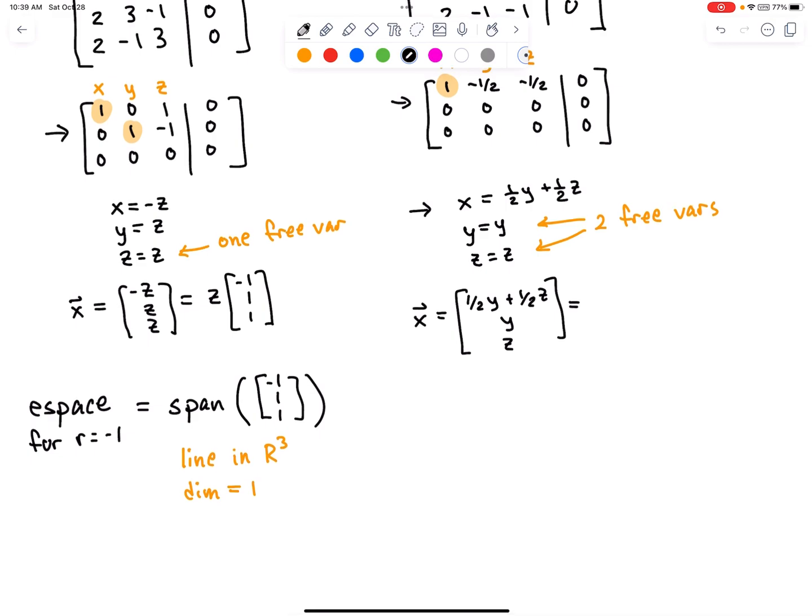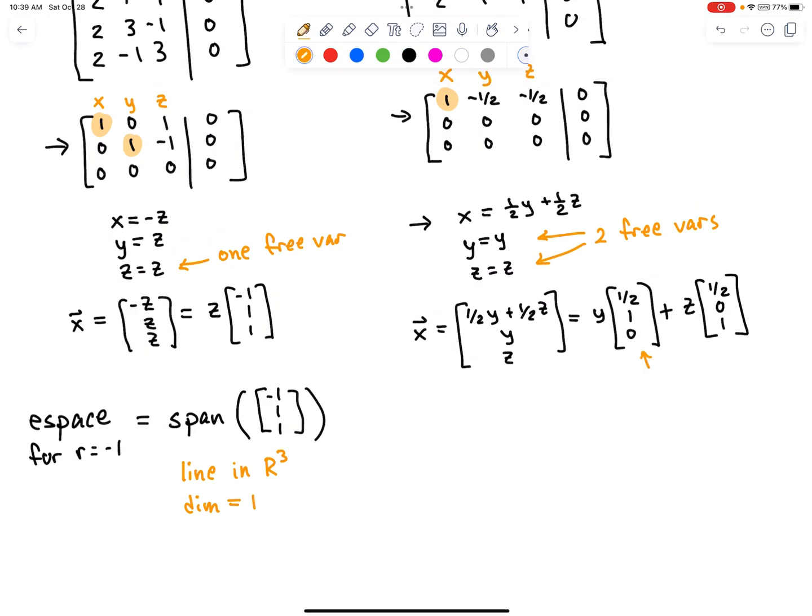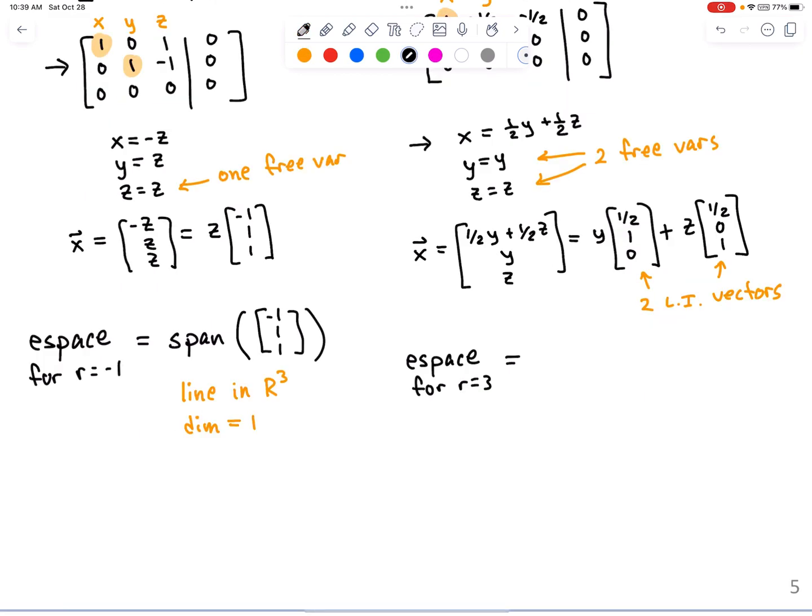And now we will decompose this according to free variable and then factor out that free variable. So looking at the three components here, grab the coefficients of y. So you have 1/2, 1, and 0. And then plus z times, now grab the coefficients of z, 1/2, 0, 1. These two vectors are linearly independent of each other, and there's two of them. So this eigenspace will have two vectors in its basis.